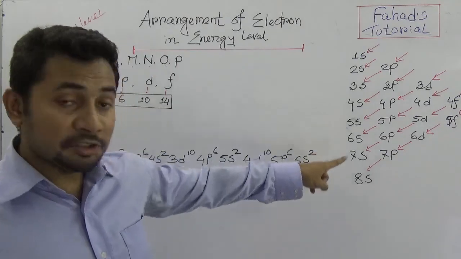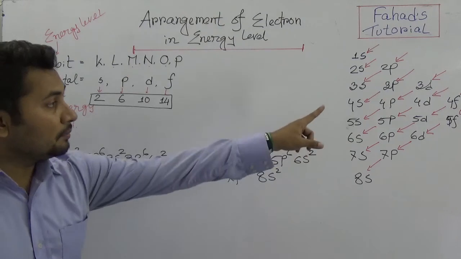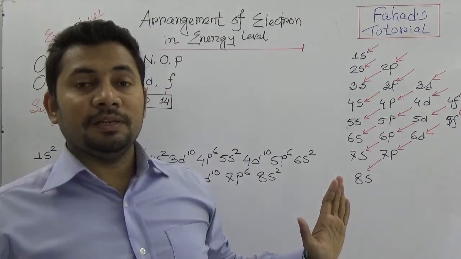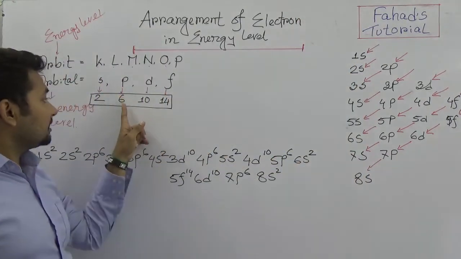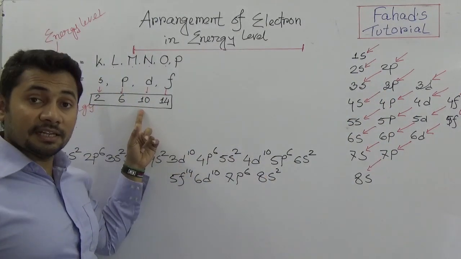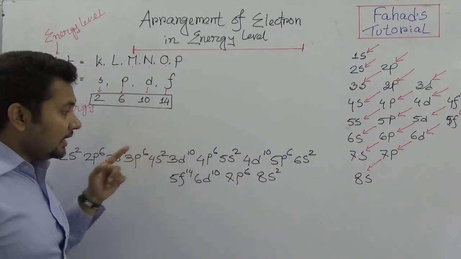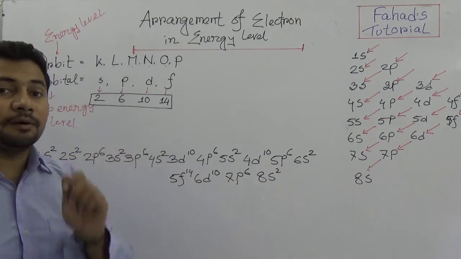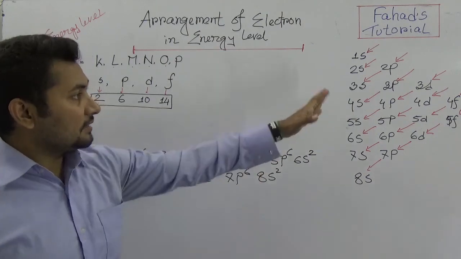Because of this arrangement, we can understand how many electrons can be in each. All the s orbitals will have a maximum of 2 electrons. All the p orbitals will have a maximum of 6 electrons. All the d orbitals will have a maximum of 10 electrons. And in the case of f, 14 electrons. This is the arrangement of electrons, and now we can write electron configurations like this.